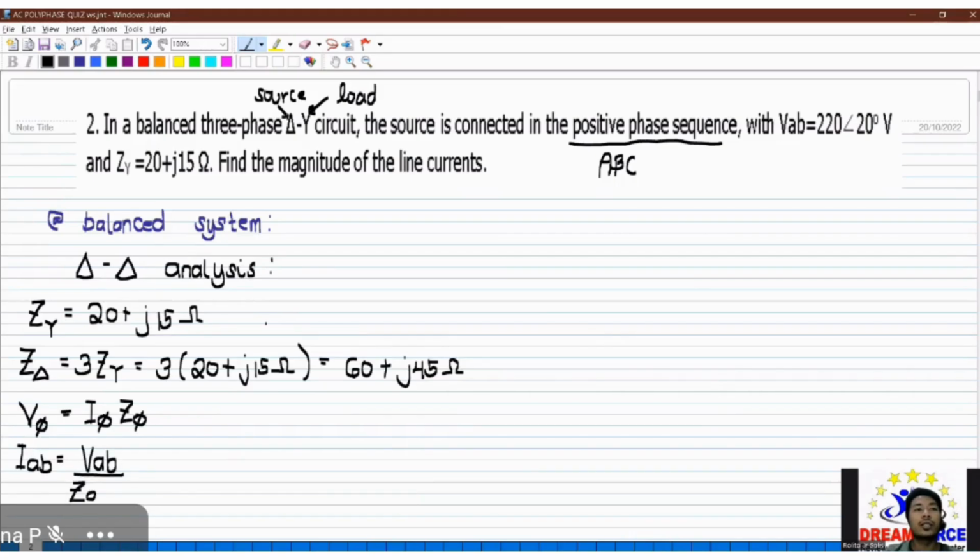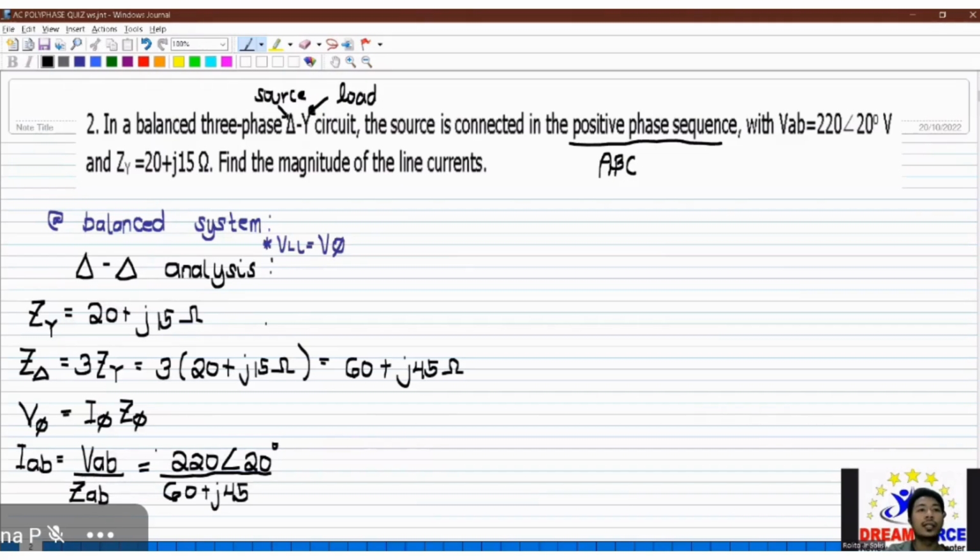This is easier, because the voltage was already given. Anyway, the magnitudes of the currents are the same since the system is balanced. So from that we can have 220 angle 20 degrees. Remember, this is a delta system. For a balanced delta, the line-to-line voltage is the same as the per-phase voltage. So V line to line is also the voltage per phase, which is 220 angle 20 degrees, divided by 60 plus j45 ohms.